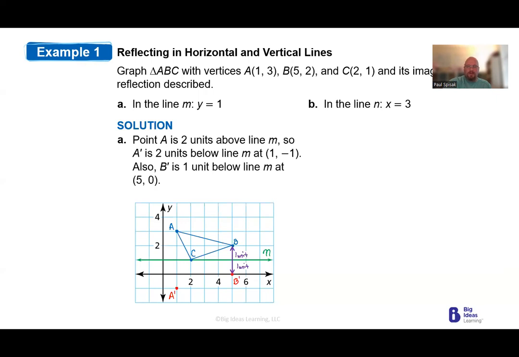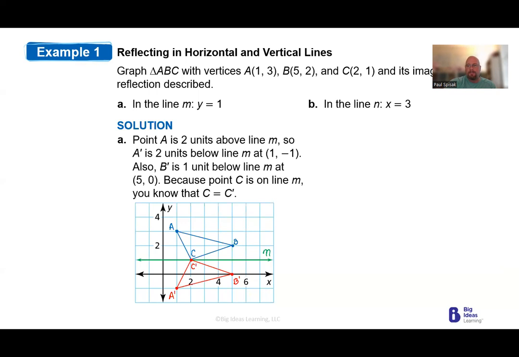Our third point won't be a new point because C is on the line. Since it's on the line, that same point will be C prime. Then we can draw our new figure, which is our image. So we went from A, B, C being our pre-image to A prime, B prime, C prime being our image.